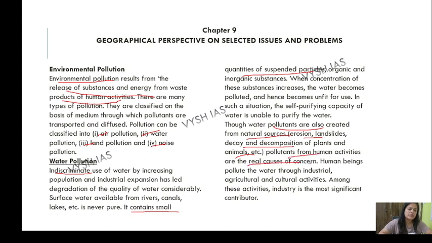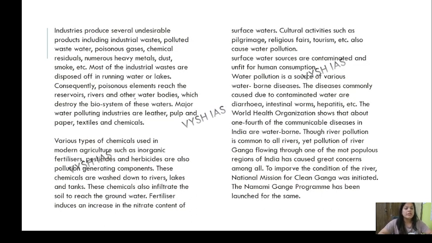Pollutants from human activities are the real cause of concern. Human beings pollute the water through industries and agriculture. You know this thing, water pollution, very well. We also know that undesirable products from the industries are being released into the water, like poisonous gases, chemical residues, numerous heavy metals.